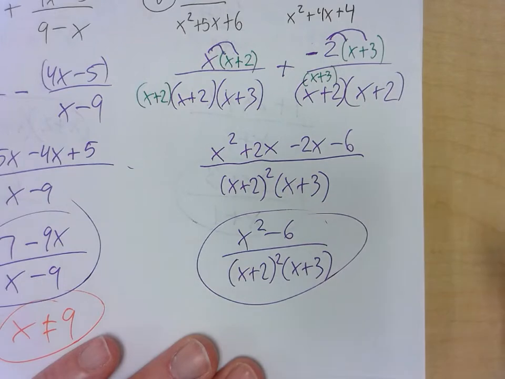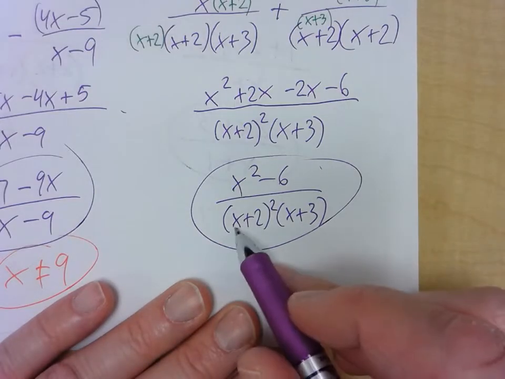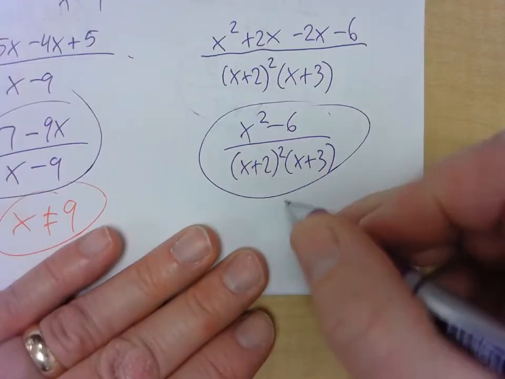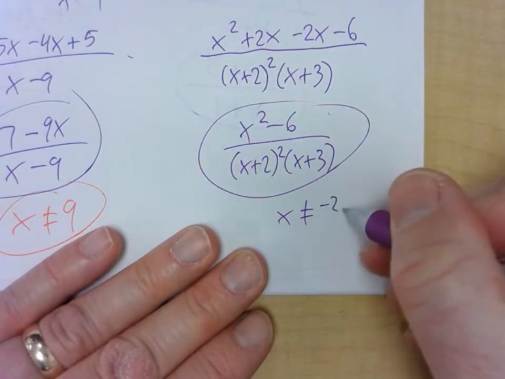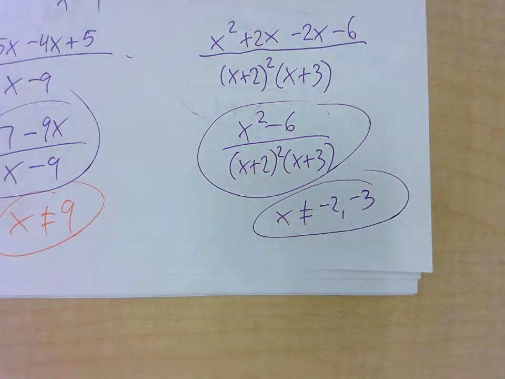That's the final answer. And then negative 2 would be bad because negative 2 plus 2 would be 0, and of course negative 3. So x cannot be negative 2 or negative 3. Oh, and I didn't do that in orange. Oh well, it's the only one I didn't do in orange.